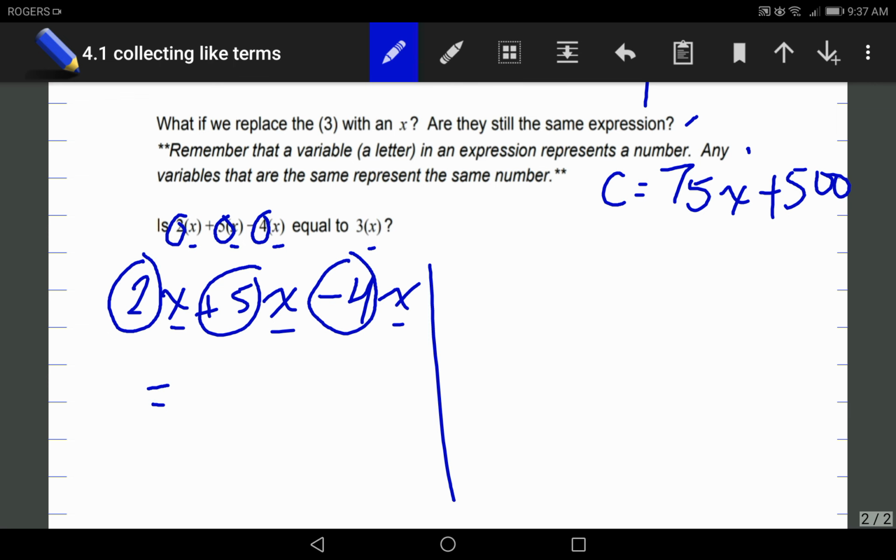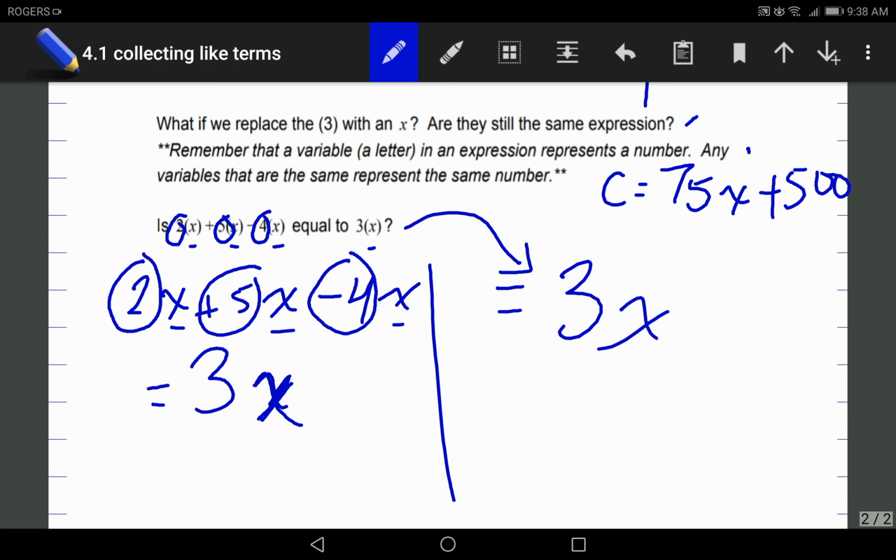Well, if I just do 2 plus 5 minus 4, I again get 3. But instead of the word cats or mice, or instead of being multiplied by 3, I now have the letter x. So I have 3 x's left over when I do 2x plus 5x minus 4x. Okay, so yes, they are equal, right? If this is 3x here, this can be simplified to also equal 3x.